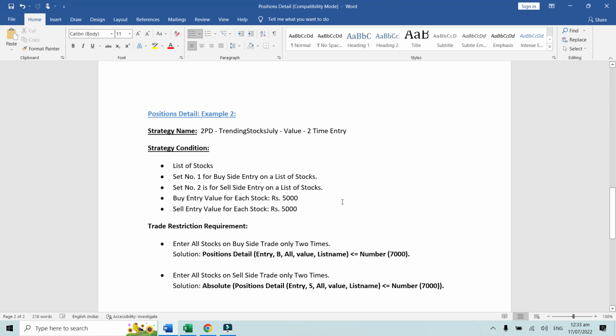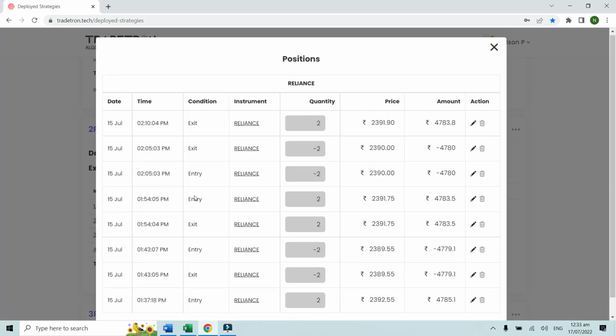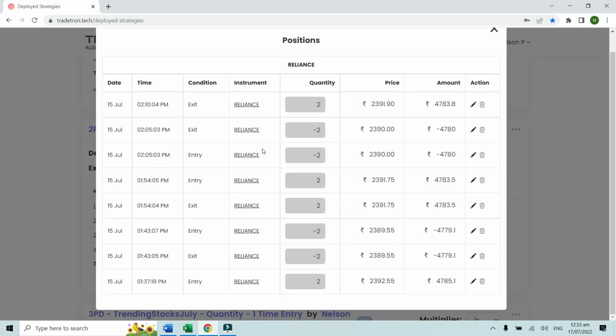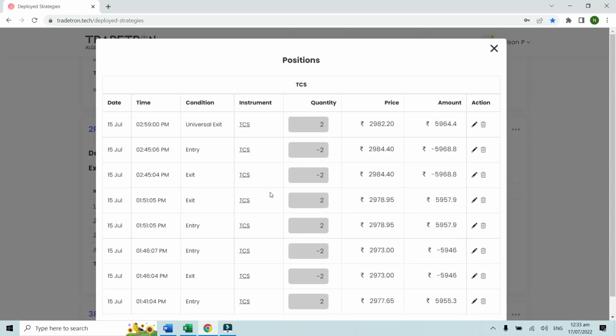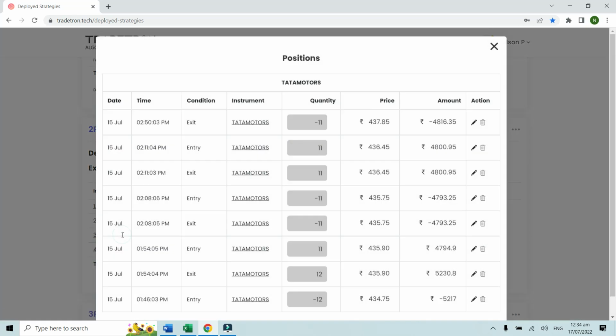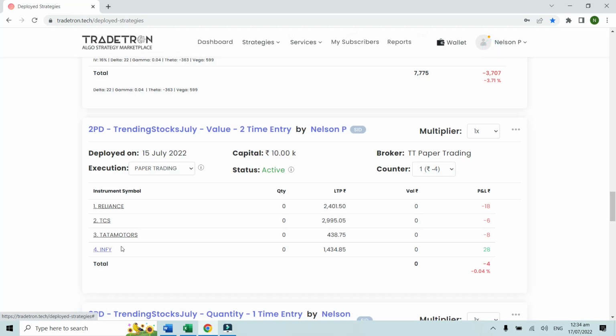So I will show you with an example how we have also constructed this strategy. So over here, this is the strategy that we are discussing right now, 2PD trending stocks value 2-time entry. All right. So as you can see over here, let me just show you the trades that have happened. It has taken entry in Reliance 2 times on the buy side and 2 times on the sell side. Similarly for TCS also, it has done that. We will check the trades in detail at a later stage in the video. Similarly on Tata Motors also it has done the same, and also on the Infosys side.